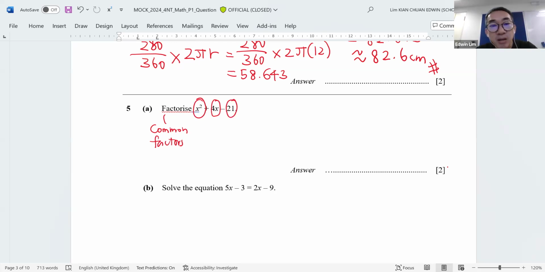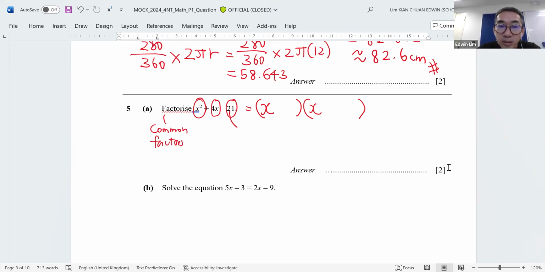So based on this kind of question, my answer will always have 2 brackets to it. Because of x squared, the first term is always x, because x times x will be x squared. Next, how do we find the numbers next to the x in the bracket? We have to look at the number negative 21.